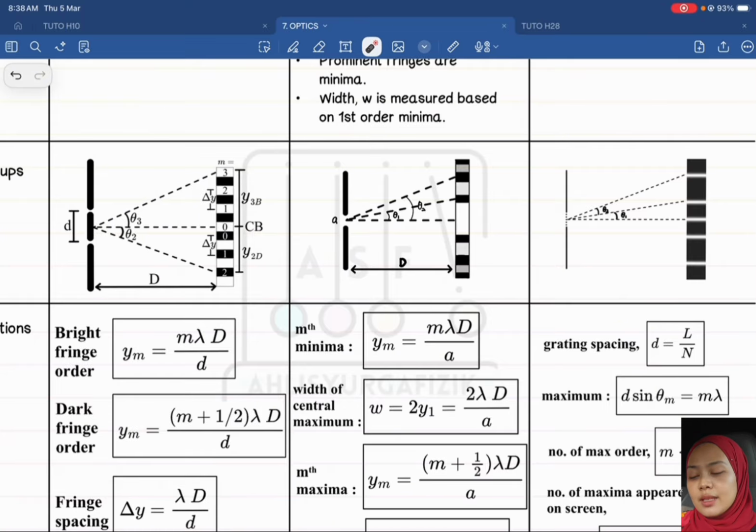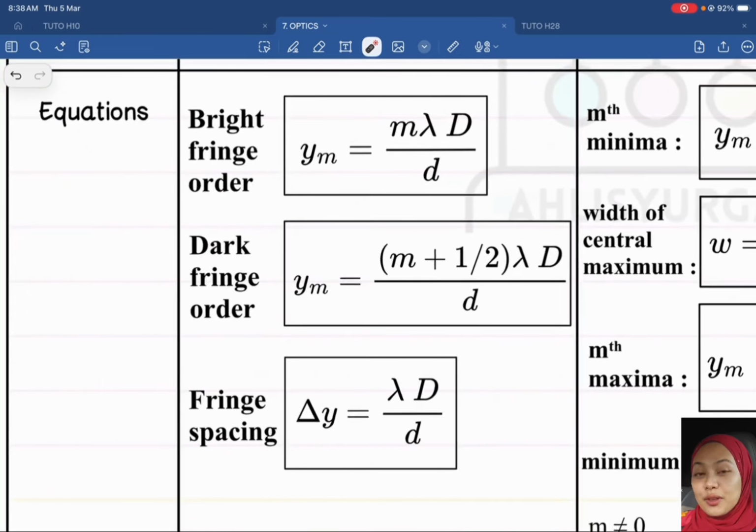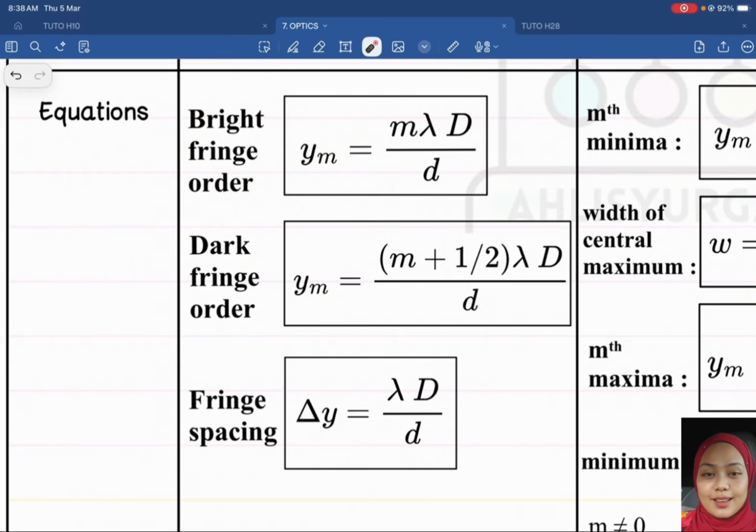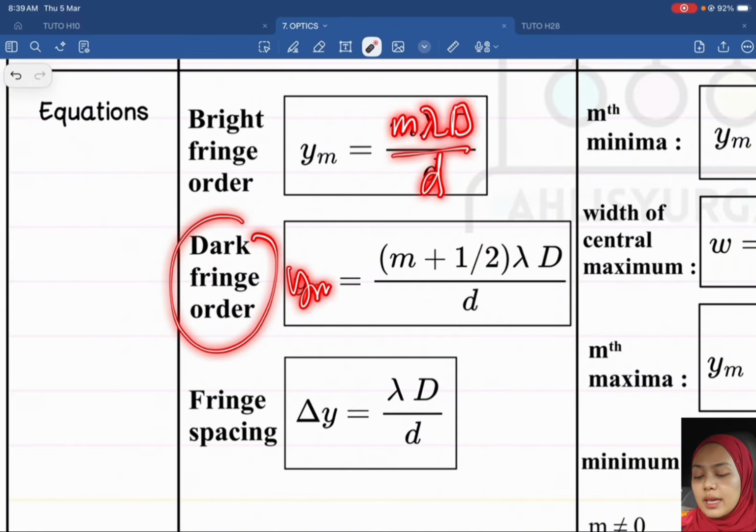Alright, so instead of going into the technicality of these two patterns, I'm just going to go straight to the equations for the double slit experiment. So we have the bright fringe order. This is the equation: Y_m, where m is the order the question is going to ask you, equals m lambda D over d. For the dark fringe order, Y_m equals (m plus half) times lambda D over d.